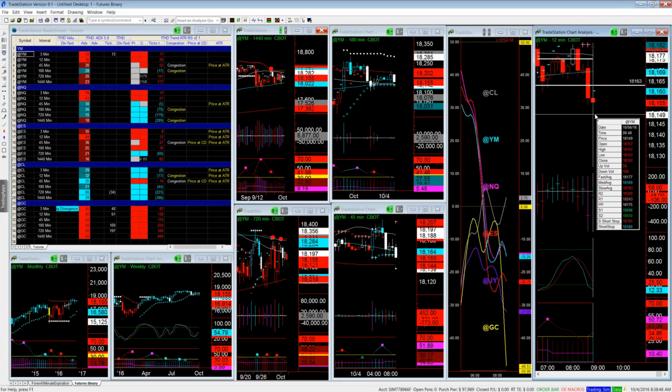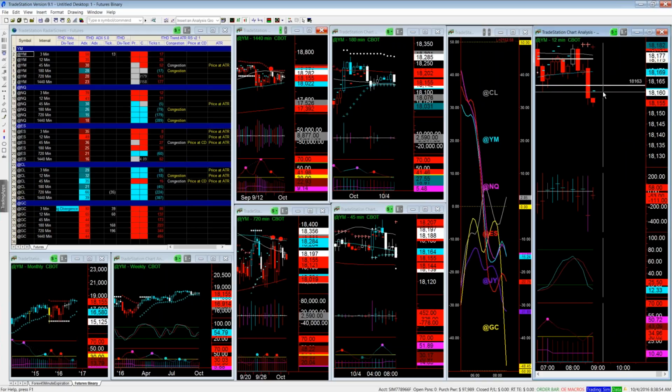Now, I do use the previous bar because this one is updating intra-bar. So, for example, this bar ends at 848. Okay, so on the next bar, I would be using this one at 18,160. It's pulling your stop down 3 ticks.